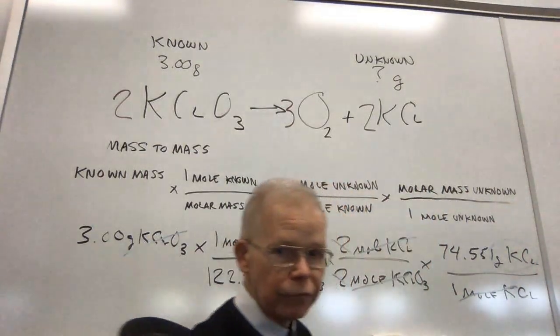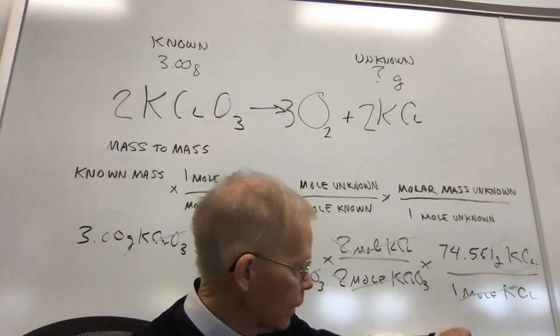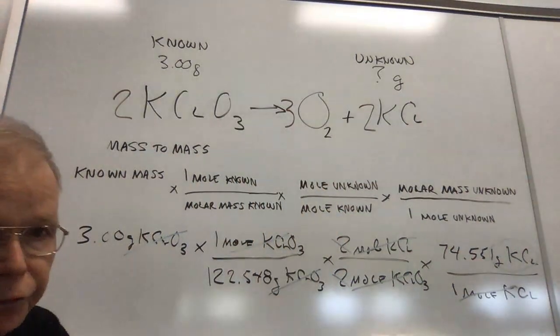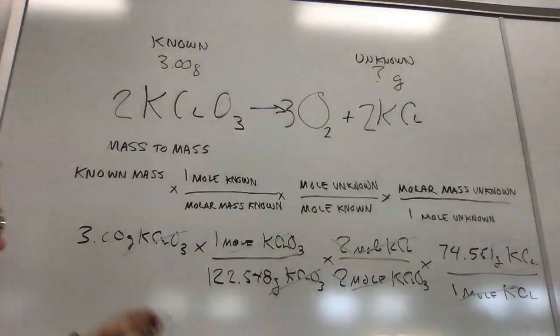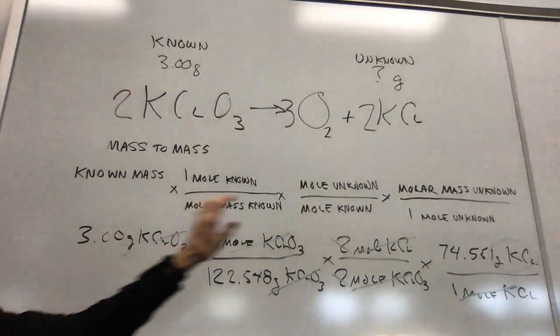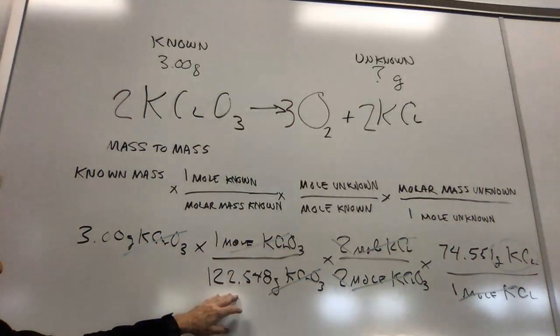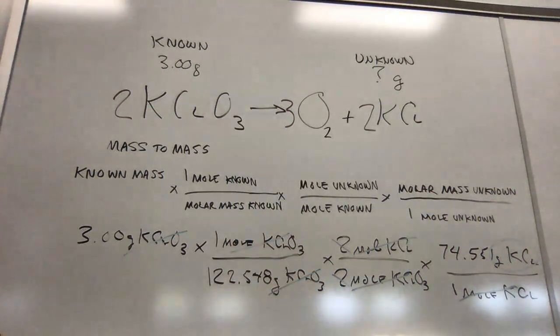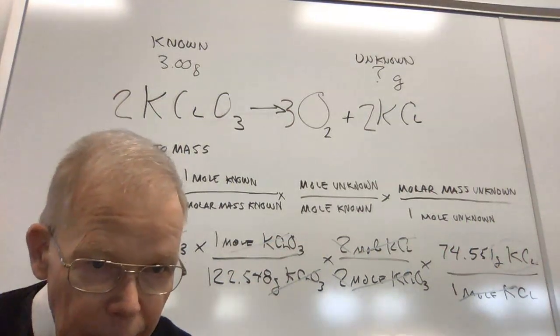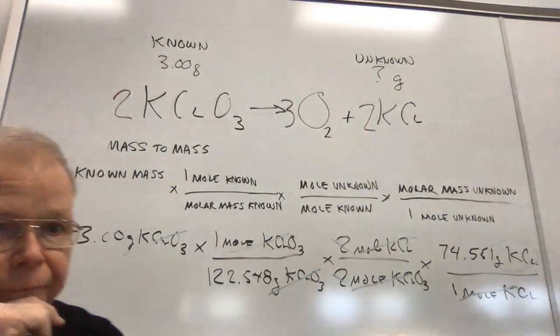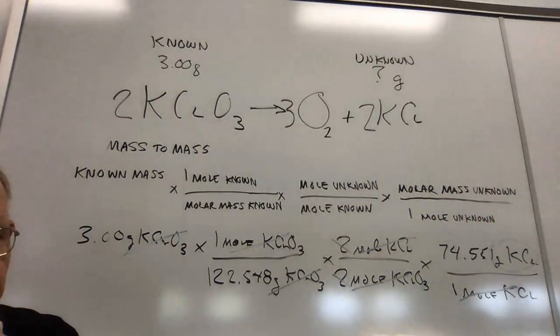And that's what we were looking for. That's what we want to calculate. So what you have to do, and I want you to do this on your own, is multiply all the top and divide by the bottom. So I will end up with 3 times 74.551. Whatever that number is, I'll divide it by 122.548, and that'll give me my gram quantity. I'm going to turn this off for a second now. Again, if you didn't catch everything, just go back and watch the video a second time.